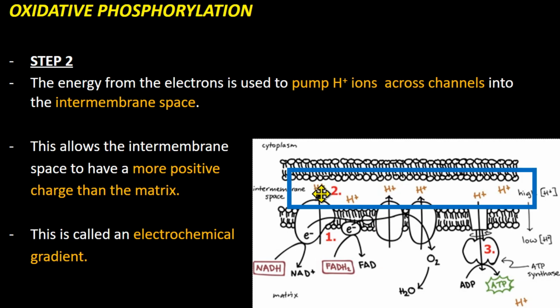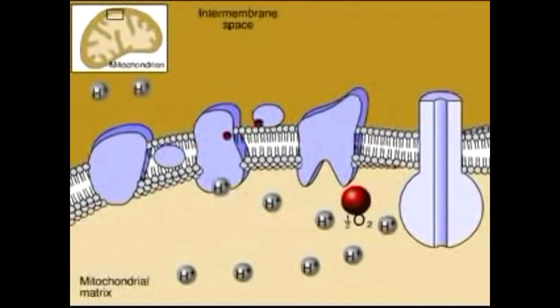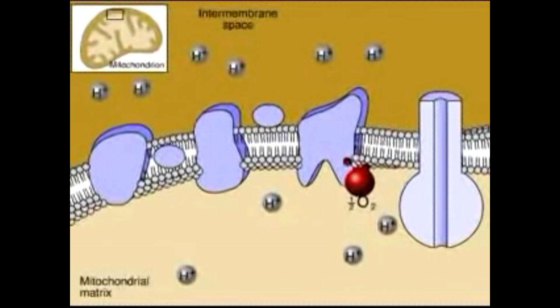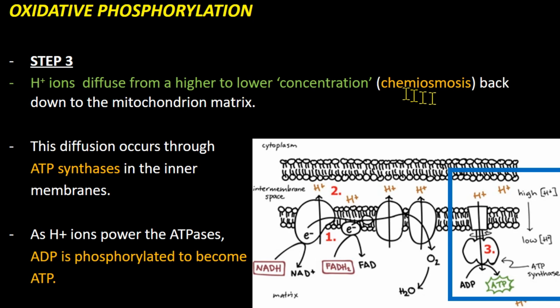So this would allow the intermembrane space to have a more positive charge than the matrix. Up here, you'd have a more positive charge than down here. This would build up what is called an electrochemical gradient. So through a process called chemiosmosis, these hydrogen ions are going to flow from a higher concentration up here to a lower concentration down here, back into the matrix.